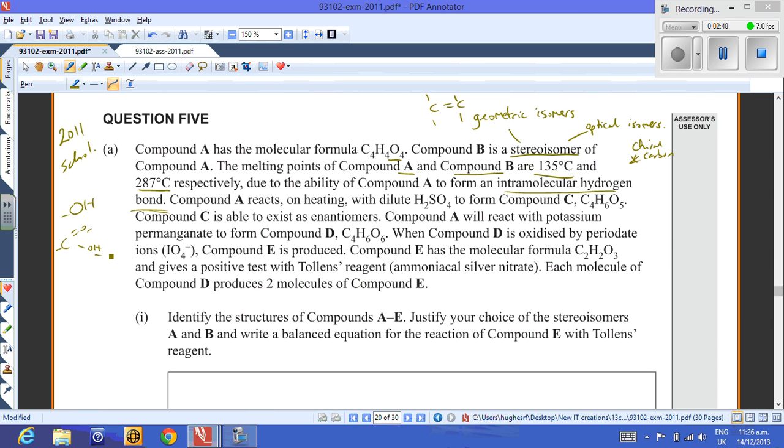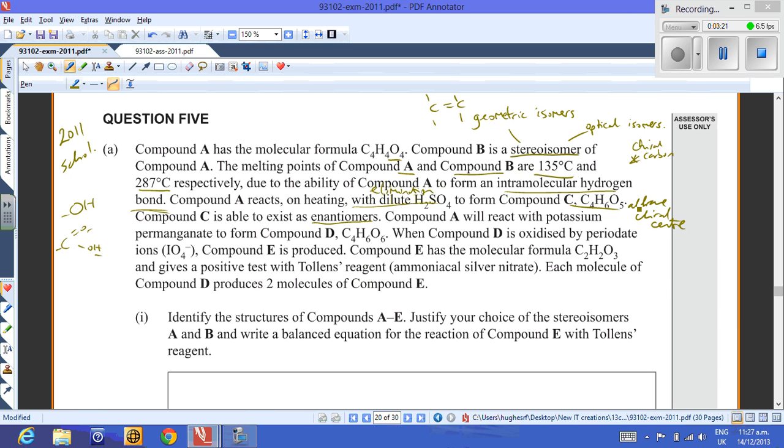Compound C is able to exist as enantiomers. So this means it has a chiral carbon. And compound C is formed by using heat and dilute sulfuric acid with compound A. So this sounds very much like an elimination reaction. And if you eliminate, you form an alkene. So we're suggesting that compound C is an alkene of some sort with a chiral carbon, a chiral center. And that's its molecular formula right there.